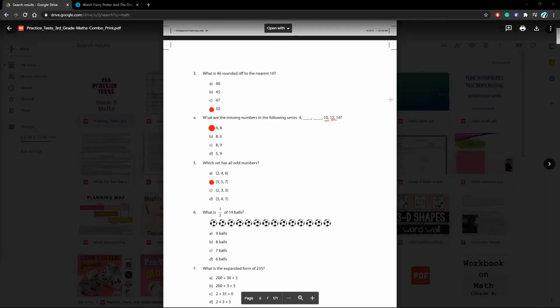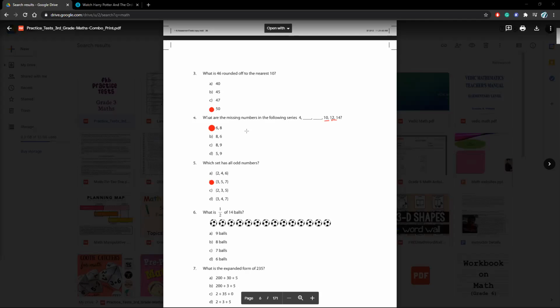Okay, so number 6 will be done by Adrit. So the question is, what is half of 14 balls? So look at the denominator, which is a 2. So you need to divide 14 by 2. That equals 7, which is C.